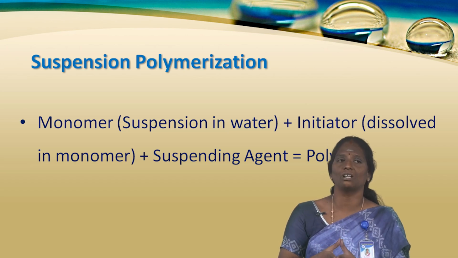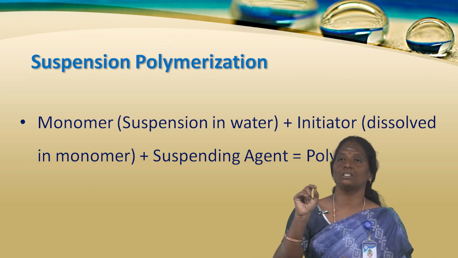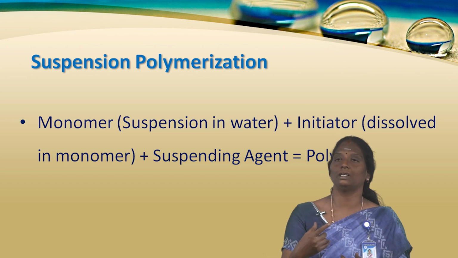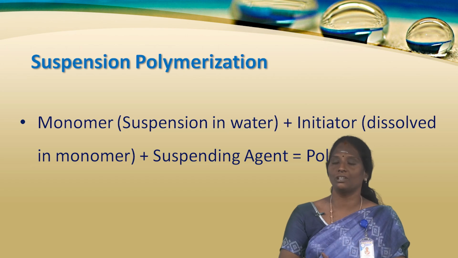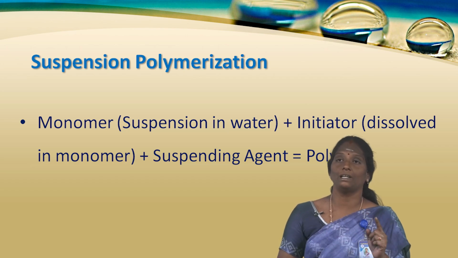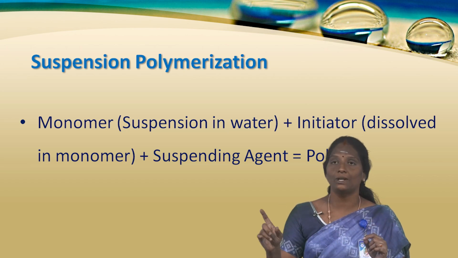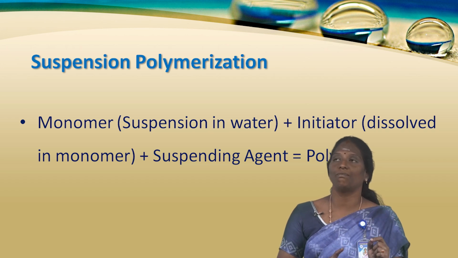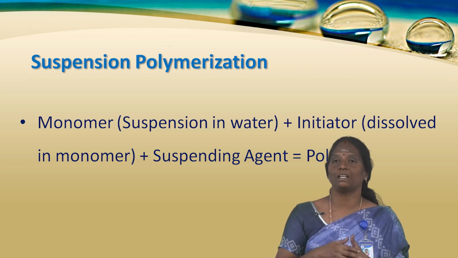What are the advantages of suspension polymerization? Since water is used as a solvent, this method is more economical. While using water, the cost is very low. The product obtained is highly pure. Isolation of the product is very easy. It has efficient heat control. Viscosity buildup of polymers is negligible. These are the advantages of this polymerization.